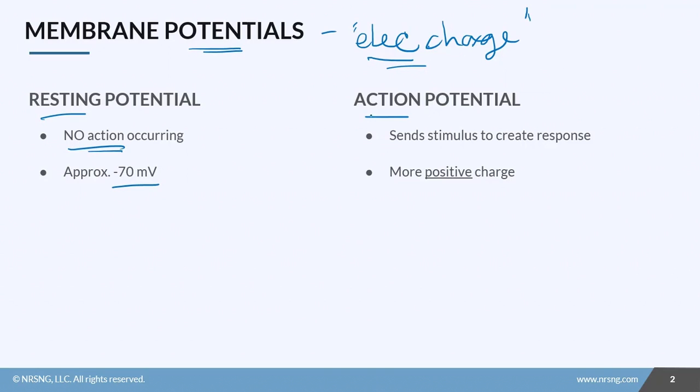The other type we have is an action potential. So as you can see, this is where an action is happening. An action potential is sending a stimulus in order to create a response somewhere in the body. Now the charge in an action potential is more positive. And we're going to look at specifics in just a minute.